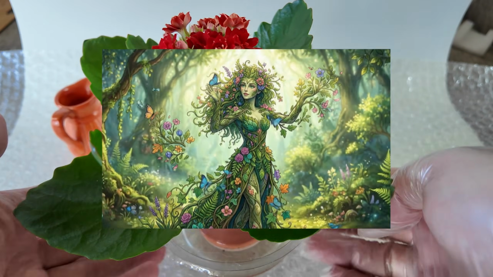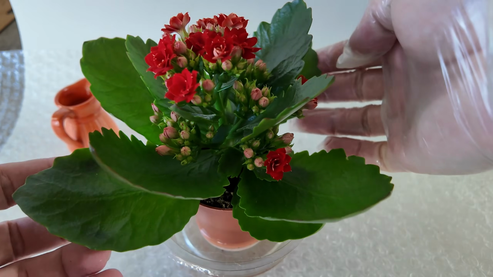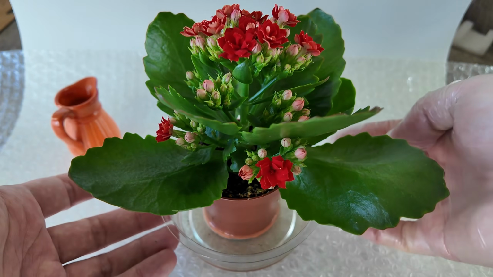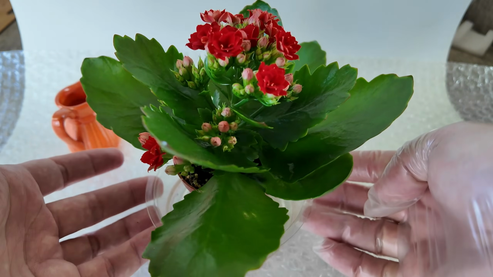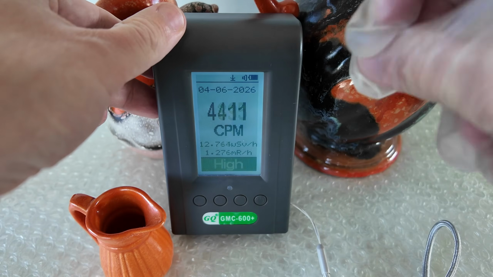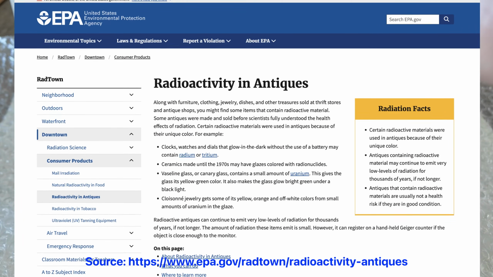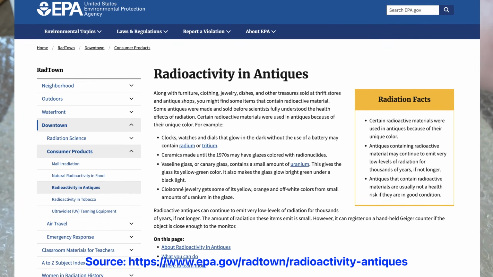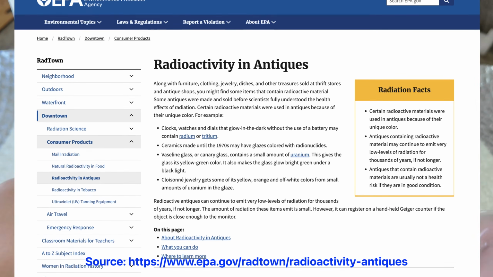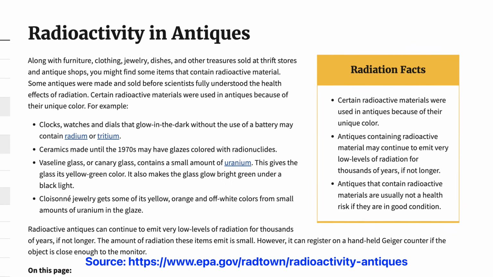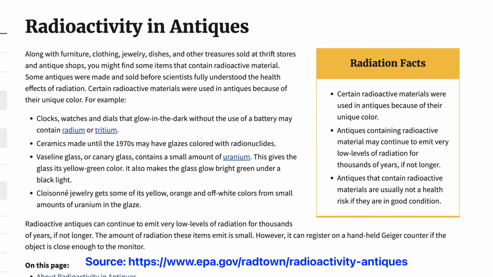Let's talk a bit about safety. Obviously I am not a government authority, so please don't treat my message as legal advice, and if you want to do the same experiment, do it at your own risk. But I can explain the general idea, and here on the screen we can see an official statement from the United States Environmental Protection Agency, and we can see that radioactive antiques are usually not a health risk if they are in good condition.